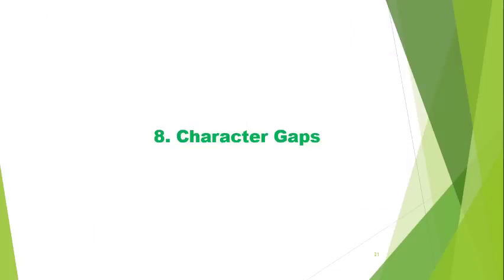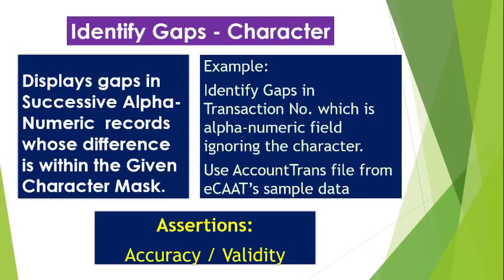Now let's look at character gaps. What are the character gaps? You can identify the gaps in the character field. Now it means you are identifying, it displays the gaps in successive alphanumeric records whose difference is within the given character mask. For example, I would like to identify the gaps in transaction number, which is alphanumeric field, ignoring the characters which are given. Now I'll use the account transaction file from the eCAAT sample data.